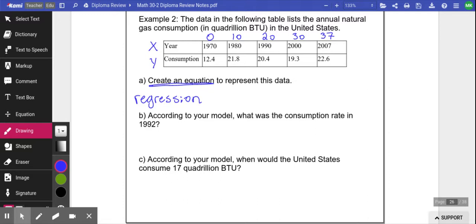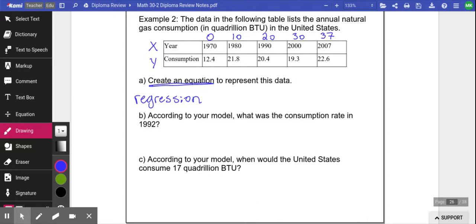To do that, you're going to go Stat. You're going to click the right arrow over to Calc. And there's a whole bunch of regression models there. If you start at number 4, you'll see number 4 is LIN reg. That means linear regression. Number 5 is QUAD reg, quadratic regression. Then we have cubic regression, then quartic regression. Then we have another linear regression, which we never use. Then we have a natural log regression, LN reg. And then exponential regression, which is EXP reg.